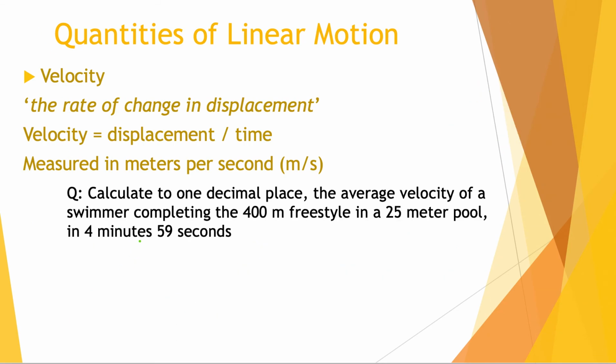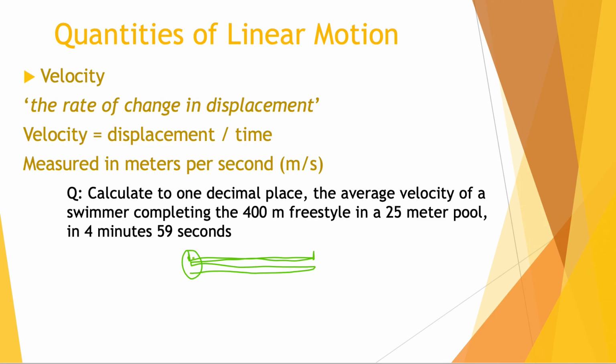A different one now. So calculate to one decimal place the average velocity of a swimmer completing the 400 metre freestyle in a 25 metre pool in 4 minutes and 59 seconds. Now there are two difficulties to this question. First one, we need to calculate the displacement. So 400 meters in a 25 meter pool. If this is the start edge of the pool, we're going to swim 25 meters, 50 meters, 75 meters, 100 meters. So after 100 meters, we're back to where we started.